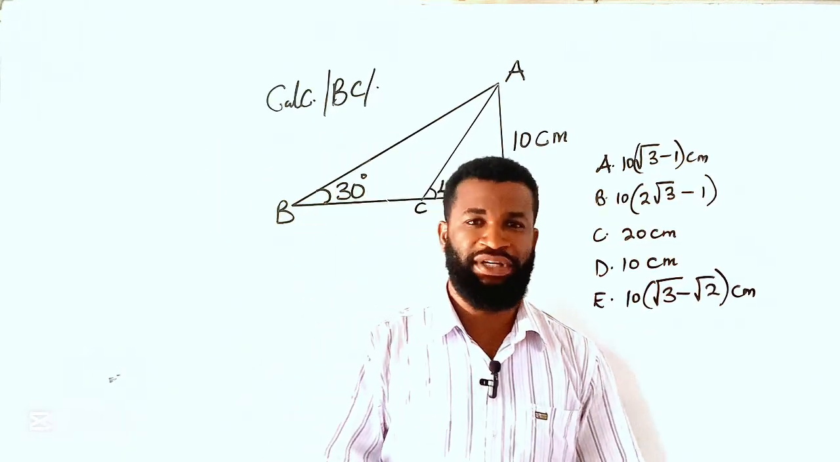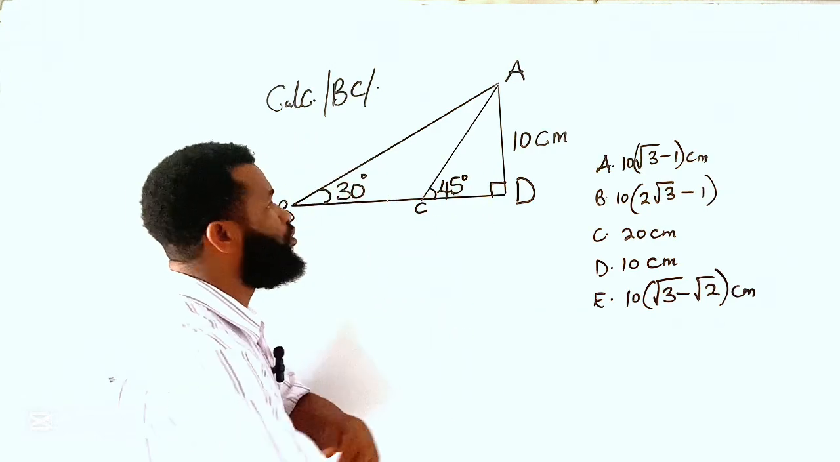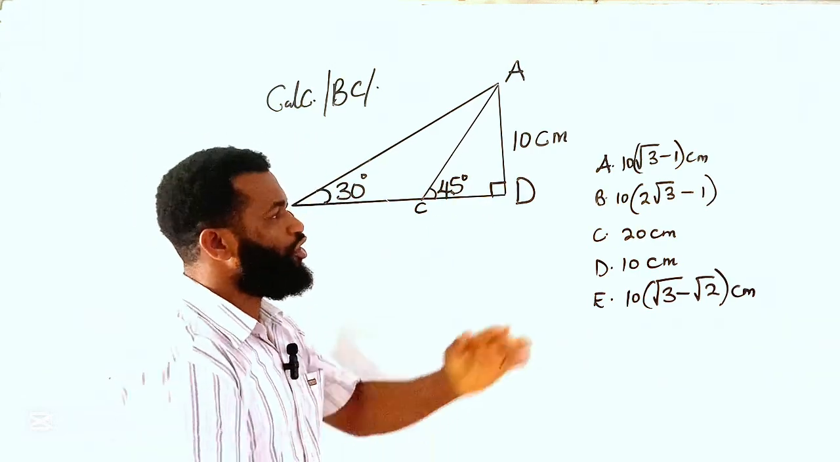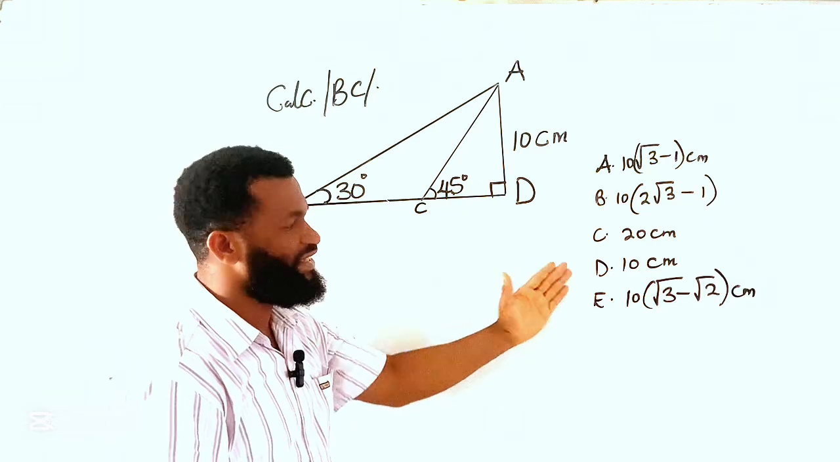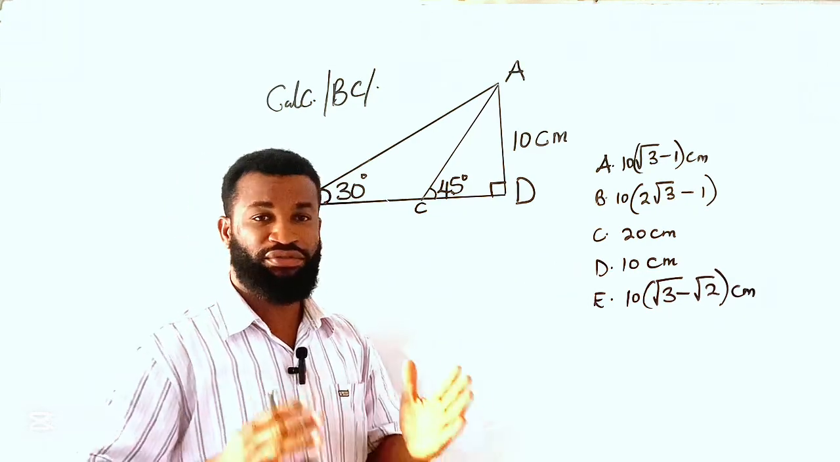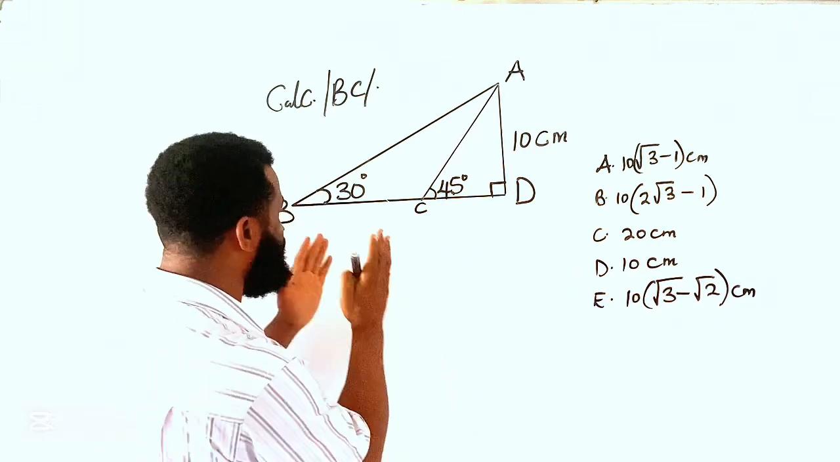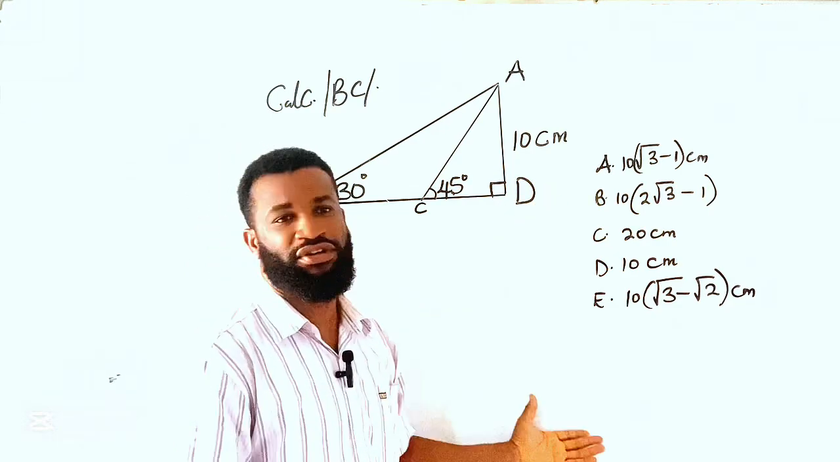Welcome to VINDAL'S Academy. Let's look at this question on trigonometry. And the options are here, option A, B, C, D, and E. So we are going to find out if the solution is going to give us any of these options.